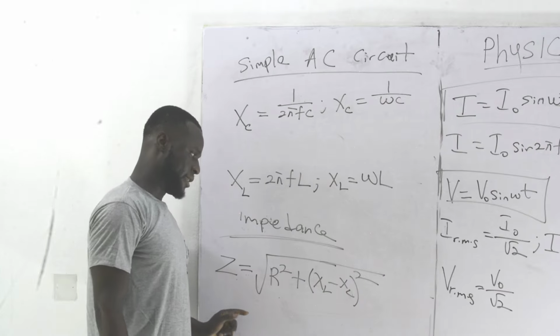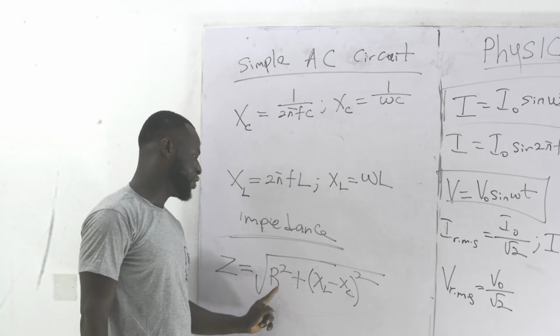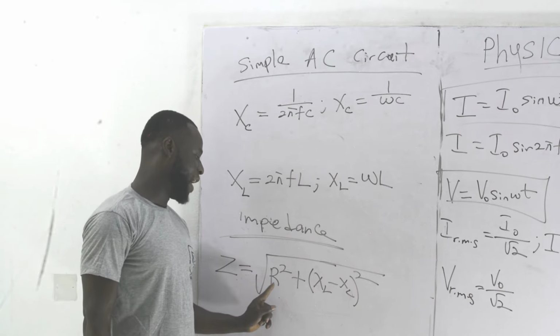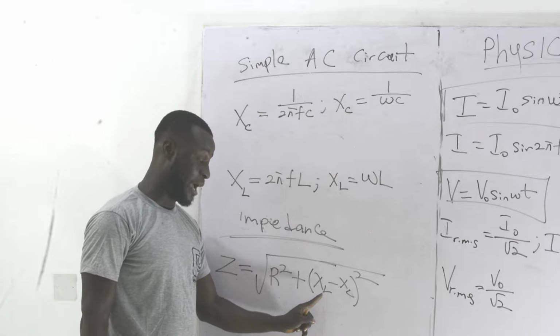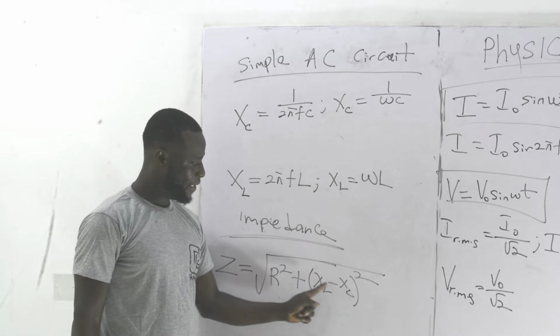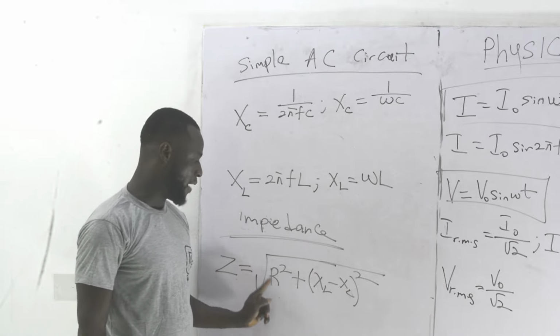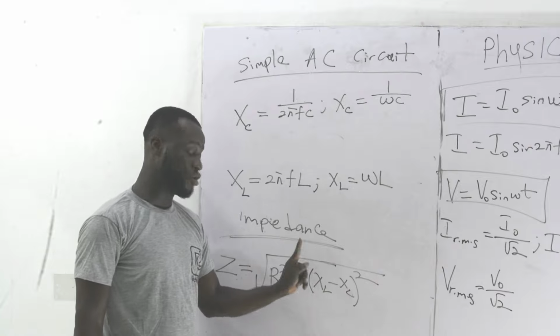So that is impedance. In a case where I only have a resistor and an inductor, that means I only have resistance and inductive reactance. That means XC will be equal to 0. I just have the square root of R squared plus XL all squared.